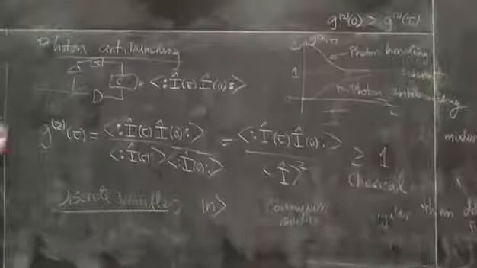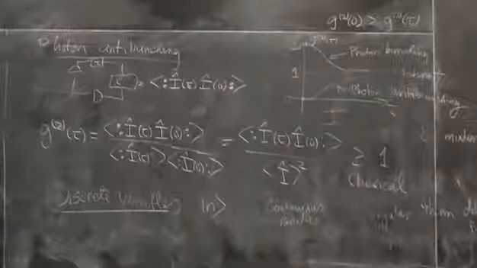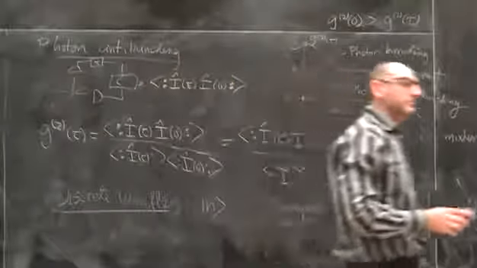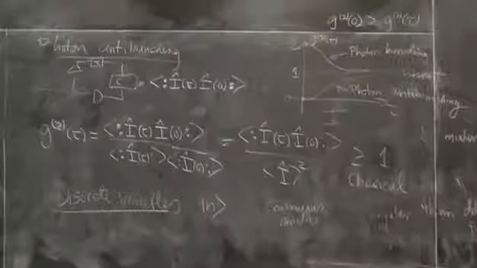Can I ask a quick question? Please do. What's the difference between sub-Poissonian photon counting and photon anti-bunching? Good question. No.